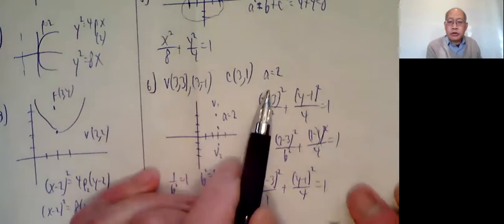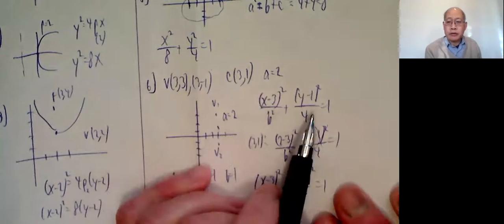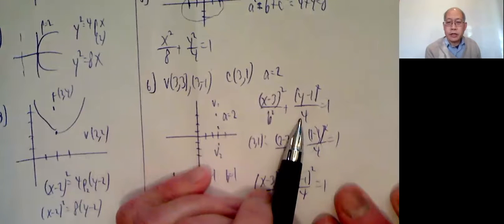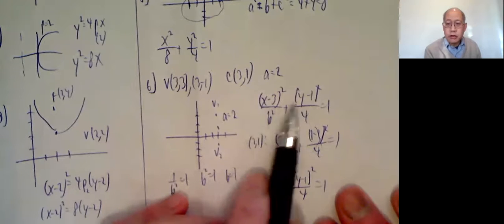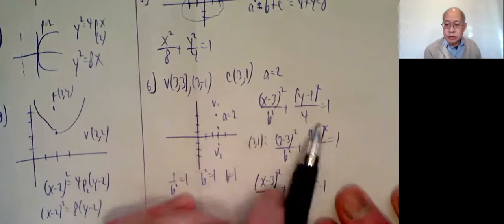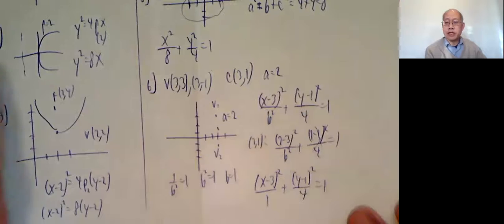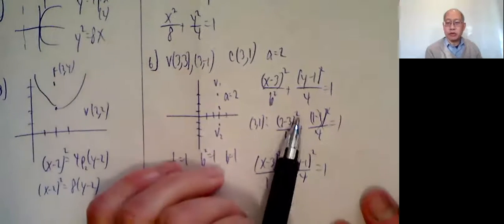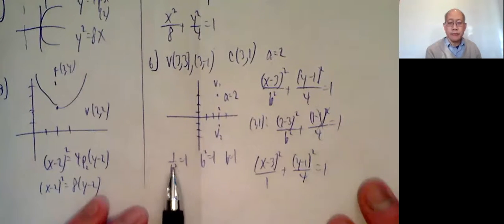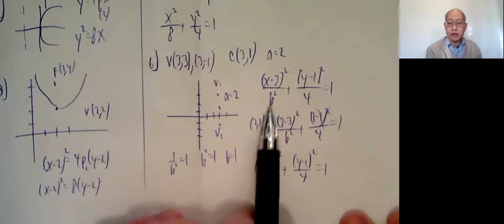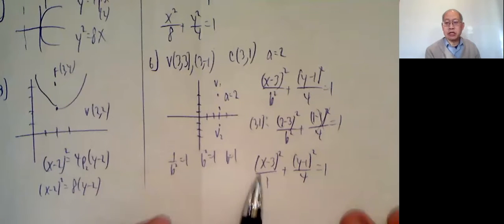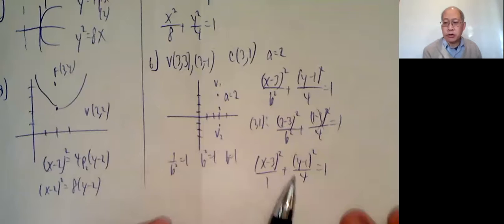I now know a is 2, and it's going up and down. So 2 squared is 4. That goes there. Okay, and I'm told that the graph goes through the point (2, 1). So I plug in 2 here, 1 here. 1 minus 1 is 0, so that's all gone. 2 minus 3 is negative 1. Negative 1 squared is 1, so 1 over b squared equals 1. Cross multiply, b squared is 1, so b is 1. So put 1 squared here, which is still 1. So (x minus 3) squared over 1 plus (y minus 1) squared over 4 equals 1.